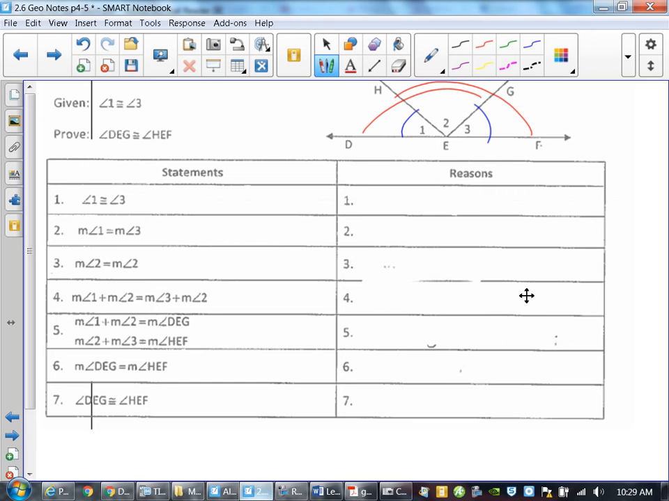What's your first reason? Given. Good. What changed from statement 1 to statement 2? Now they're equal. How do you change them from congruent to equal? What did you write down on your proof? Oh, the one you didn't do? Two problems is a lot of work, isn't it? Correct. It's definition of congruent.